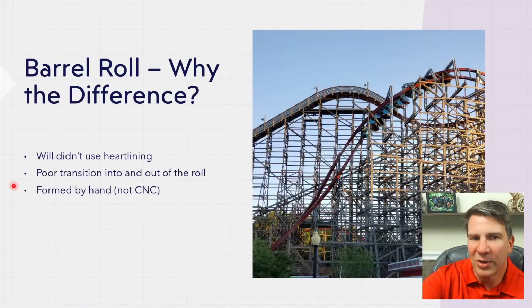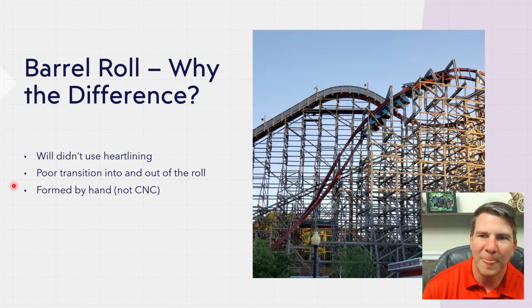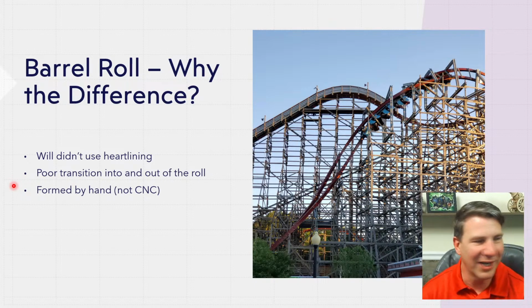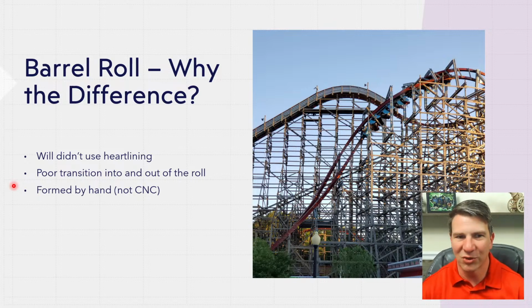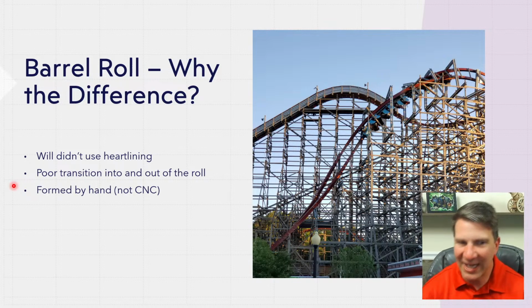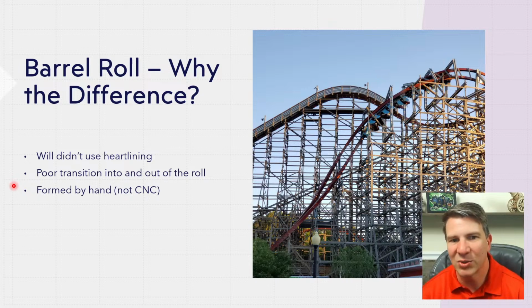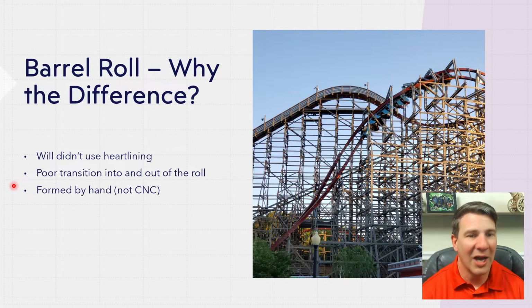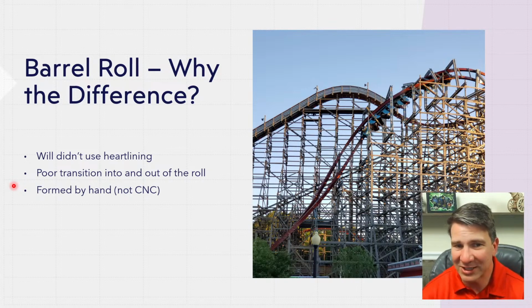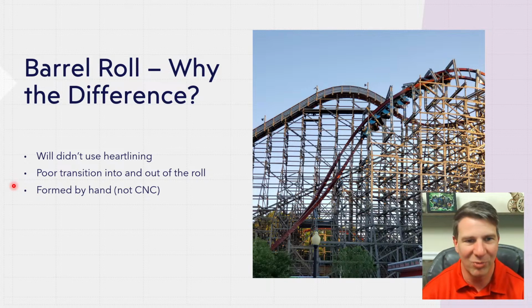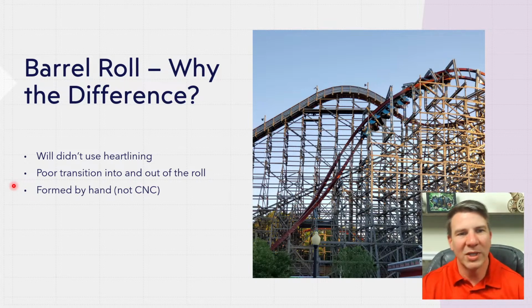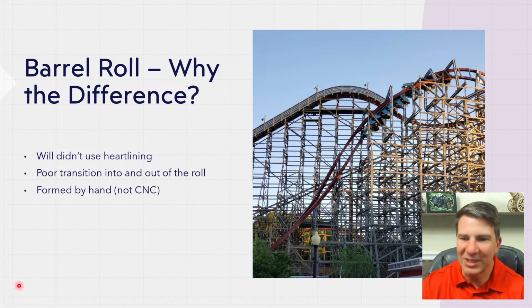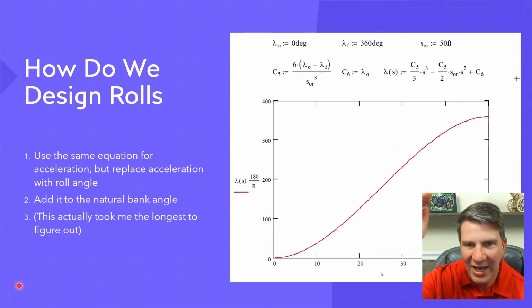All right, so what do we find here? Will didn't use heart lining. His heart was way on the opposite side. You could also tell by his grunts at the beginning and the end that there was a poor transition into and out of the roll. I know this was not formed by a CNC machine because he showed him and his buddy rolling it by hand in another part of the video that I did not show you. So that's where Will has failed. We will dare to succeed. And now we've got the math to show us how to do that.